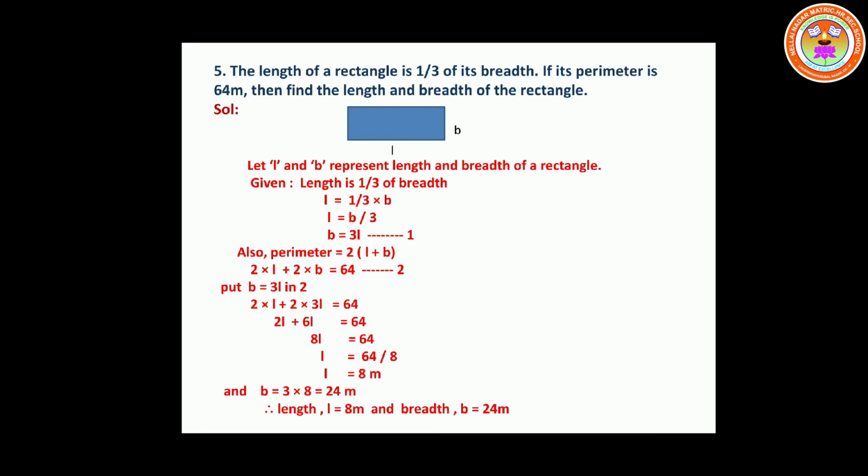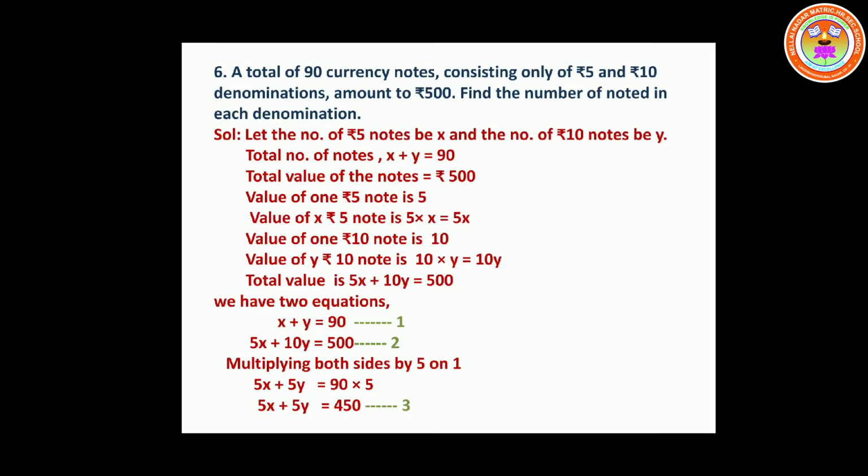Okay. Now the last sum for this session. A total of 90 currency notes consisting only of ₹5 and ₹10 denominations amount to ₹500. Find the number of notes in each denomination.